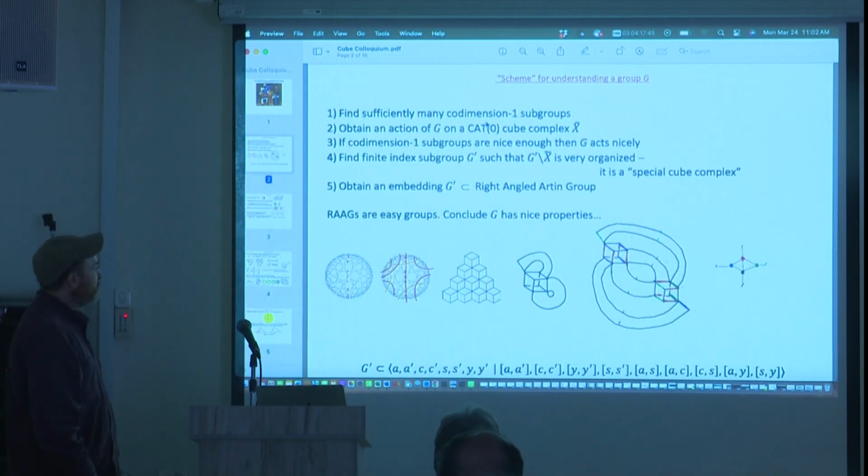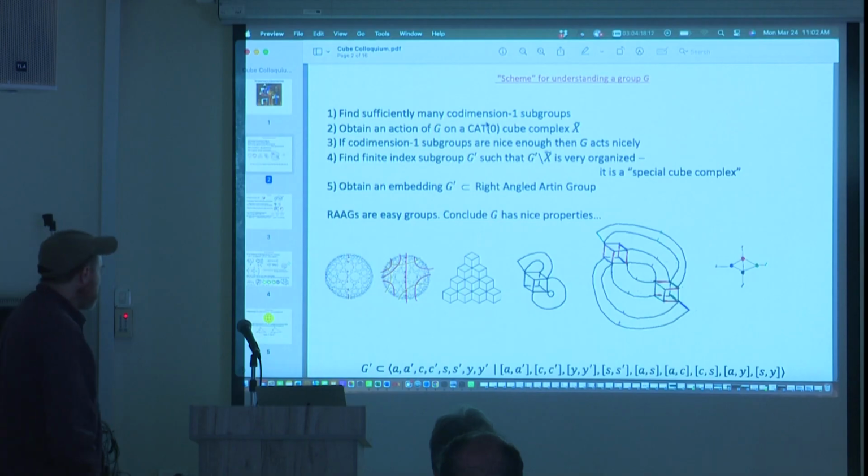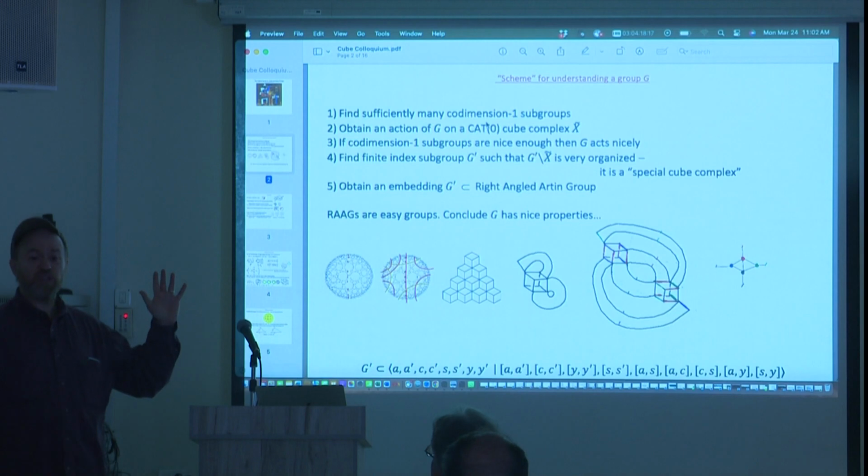And then if you are lucky enough or thoughtful enough to find a finite index subgroup where the quotient complex is very organized, that's what we call a special cube complex. And if you manage to do all of that, then you succeed in finding an embedding of your finite index subgroup in what's called a right-angled Artin group. And that's considered a success. You've understood the group.